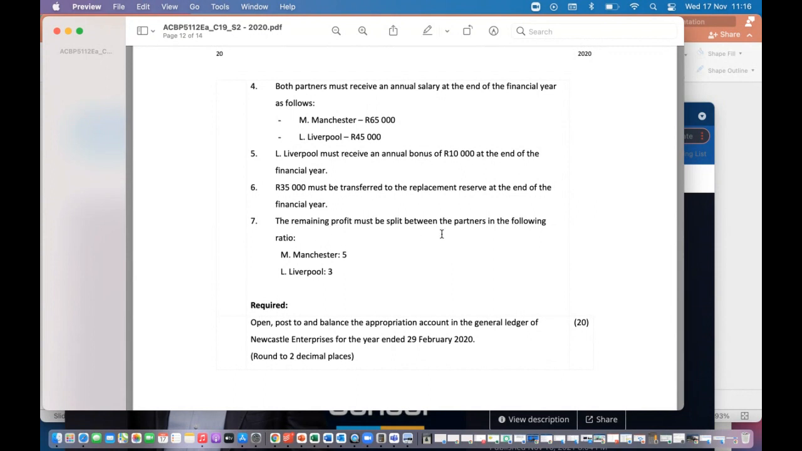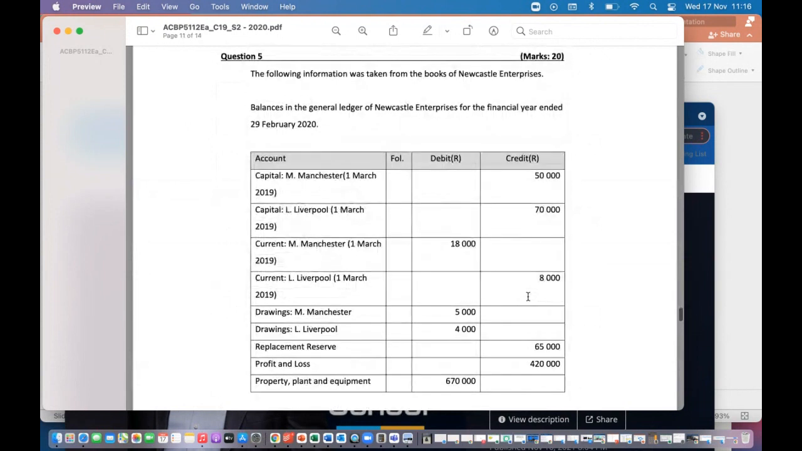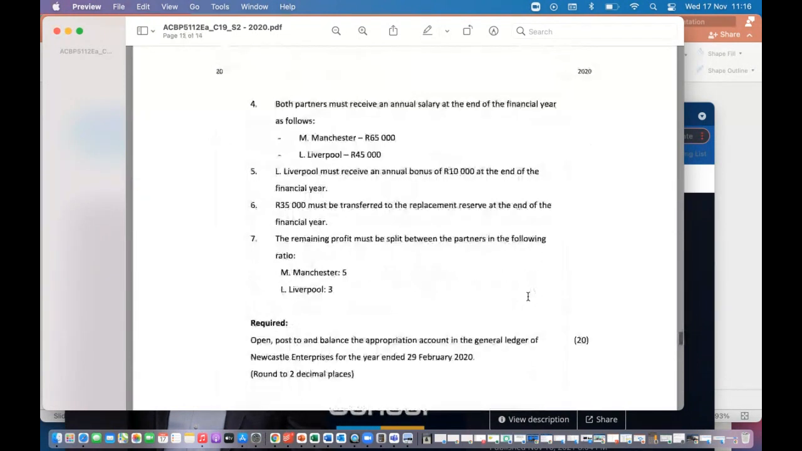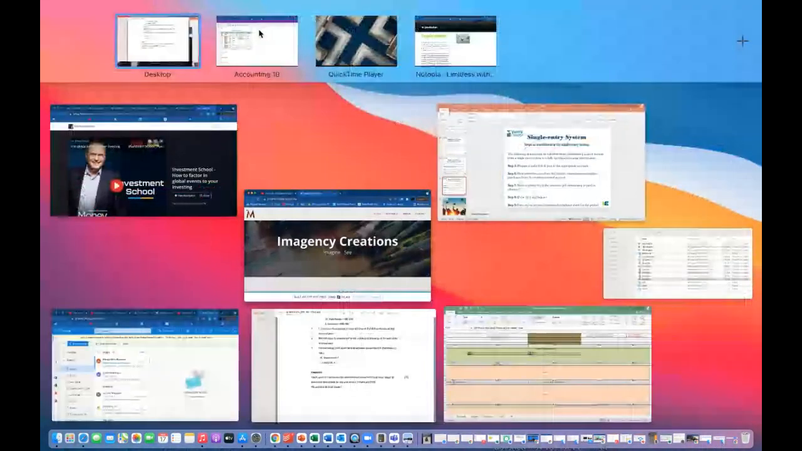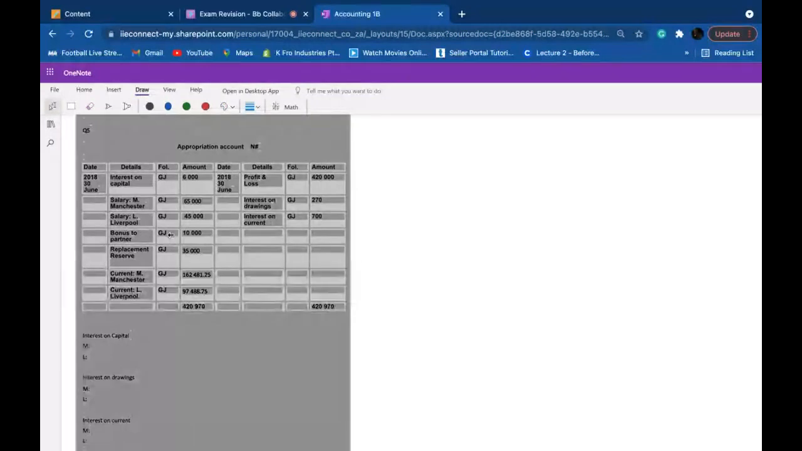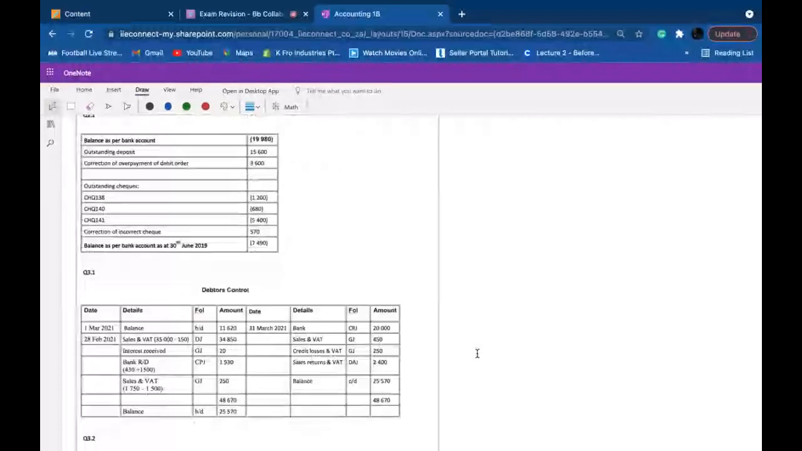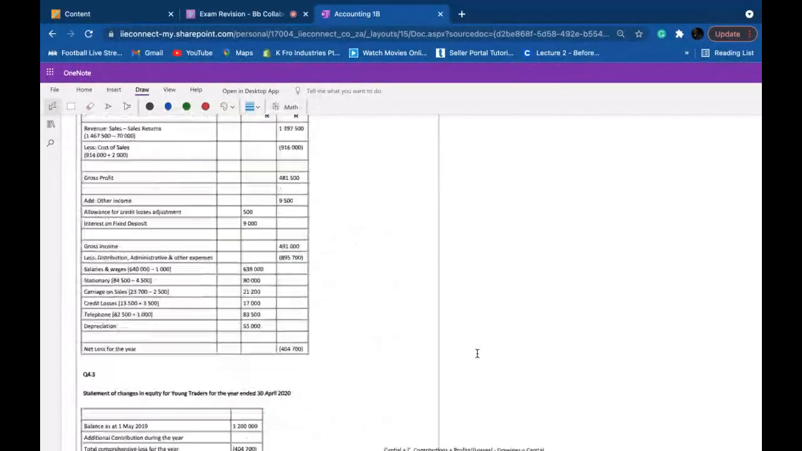Here now they say remaining profits must be split between the partners in the following ratio. There you have it. Okay. So no rocket science there. Okay. Very nice question. 20 marks. Cool. Let's see how we were supposed to deal with that, or should have dealt with that. So obviously, you know, guys, with having done depreciation, we should be able to also do the necessary interest calculations and stuff like that. So that should not give you guys problems. If you can do depreciation, you should be able to do those.